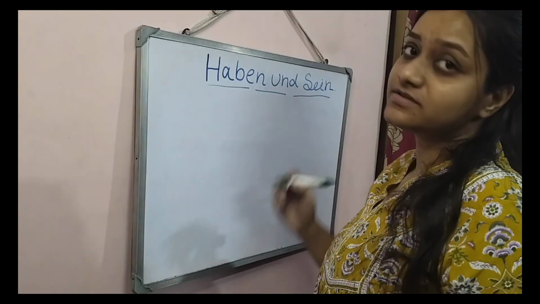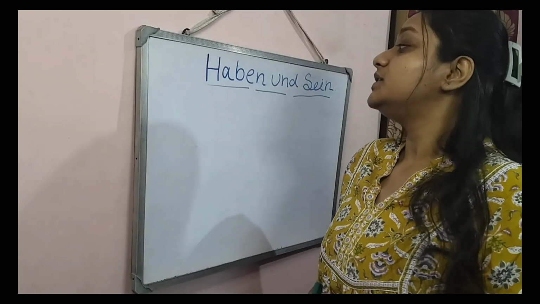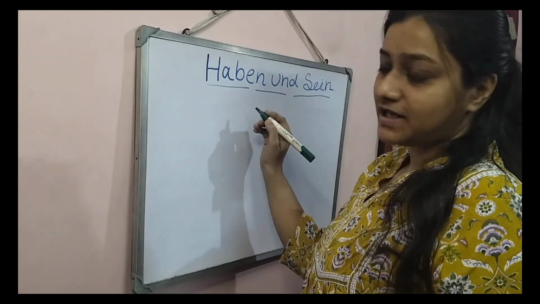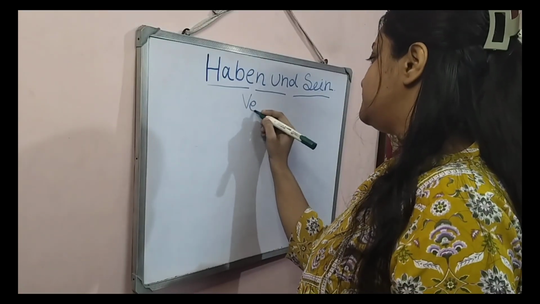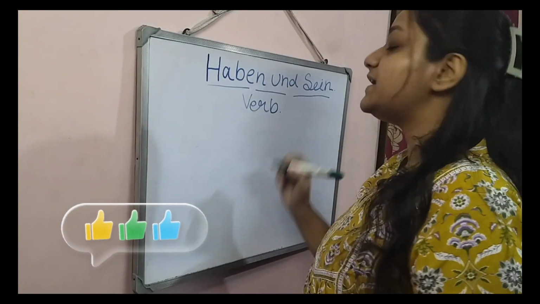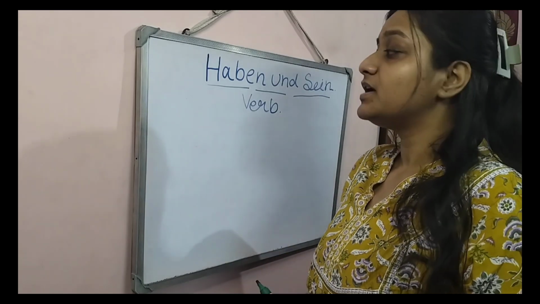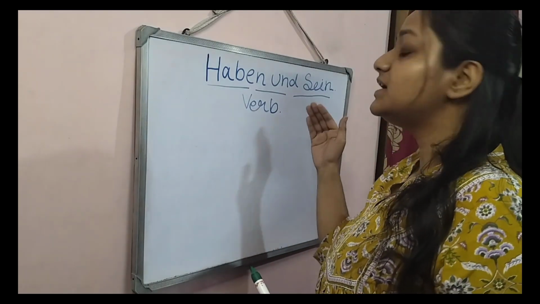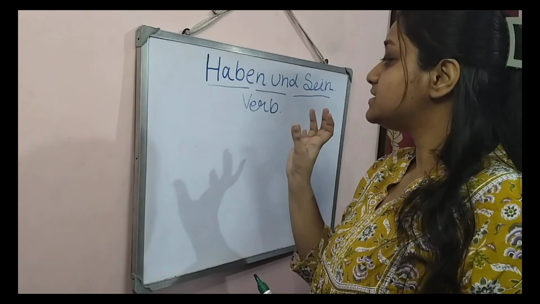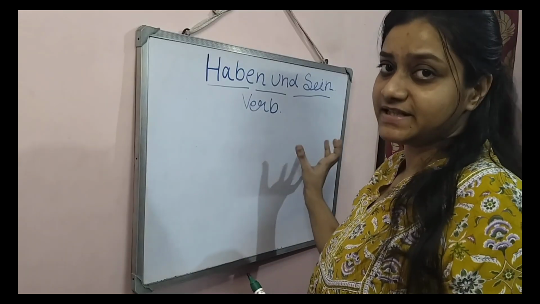Today I am discussing with you a new topic, that is Haben und Sein conjugation. These are the verbs that are useful for sentence structure in German. So Haben und Sein are useful to structure a German sentence.